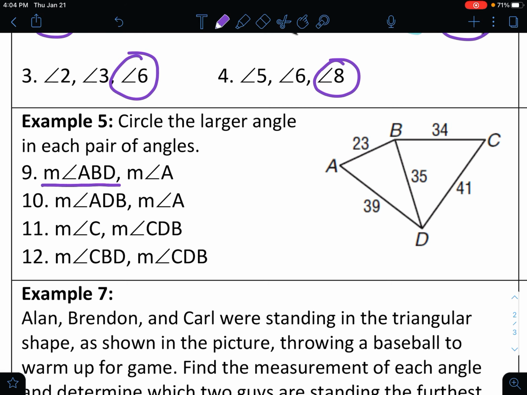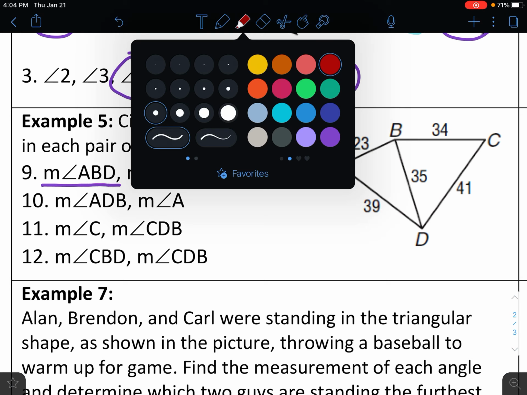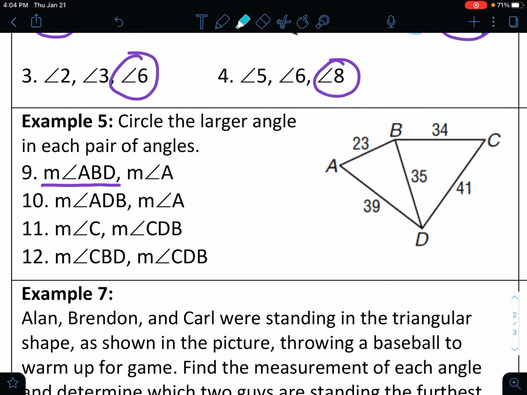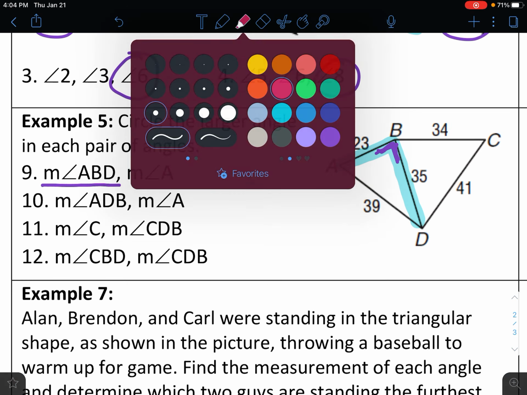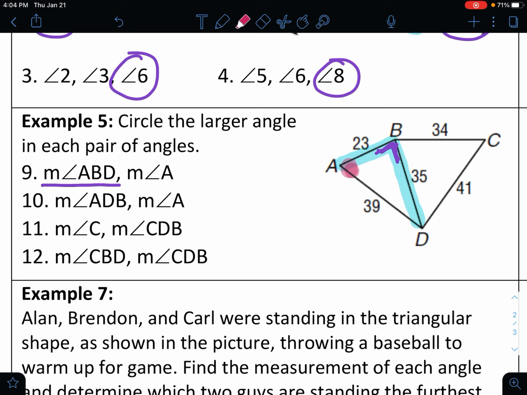So let's see. Angle ABD. So start with A. Let me use my highlighter. I'm going to start with A, go to B, go to D. Okay, so this is ABD right here, this little corner. And then we got angle A, which is right here.